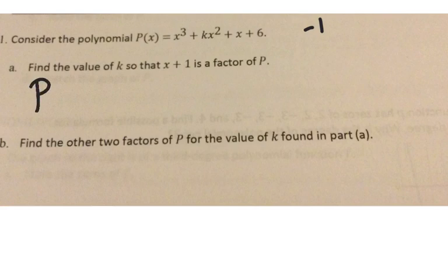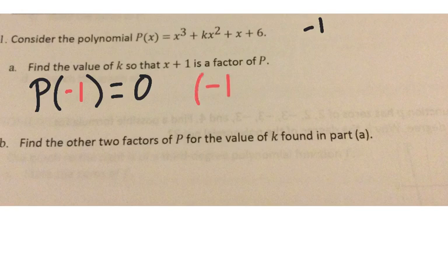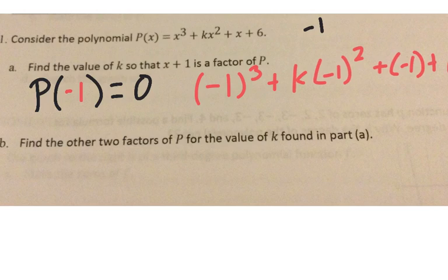Which means if I plug -1 into the function, it must be 0. Because in order to be a root, the y value must be 0. That's all I'm saying right here. So let's plug in -1 and set it equal to 0. So that's -1 cubed plus, I'm looking for k, I don't know what that is, times negative 1 squared plus a negative 1 plus 6. And so let's simplify.